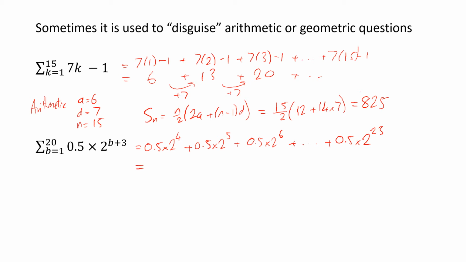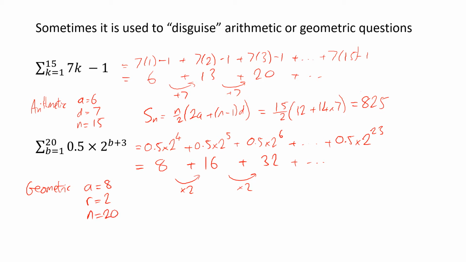So again, that looks very, very painful. Let's work out what the individual terms are. This is a half of 16, so that's 8. Half of 32, half of 64, and so on. And again, I don't really want to work out that last term if I don't have to, because I can identify that this is a geometric sequence. We are multiplying by 2 each time. So it's geometric, a equals 8, r equals 2, and n equals 20.